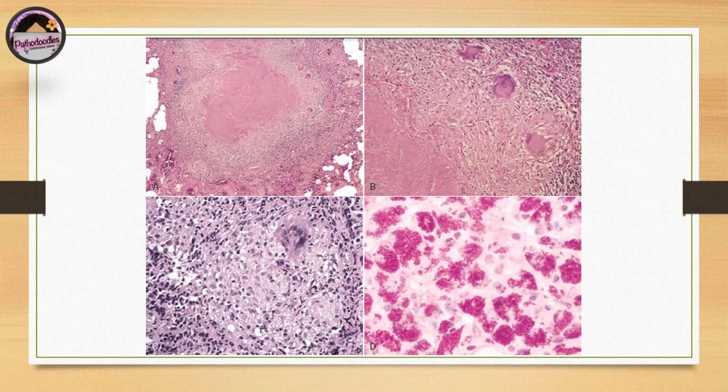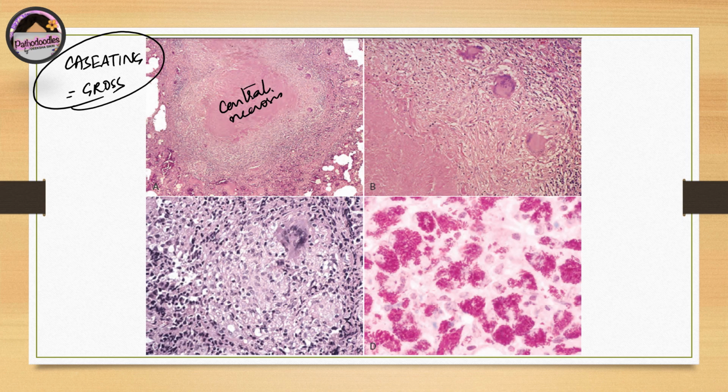Here are a couple of photographs, very classical picture here of central necrosis. And when you get a slide like this where you see central necrosis in a granuloma, for God's sake, don't call it caseating. Caseating term is a purely gross term. You will not see cheese on microscopy. You will see cheese when you see the gross specimen. So here you will call it simply a necrotizing granuloma. Your report should not contain the term caseous. It's just a gross description.